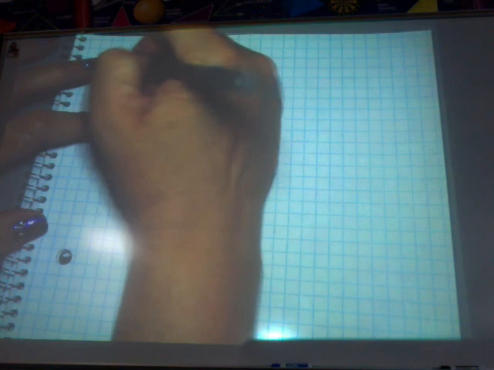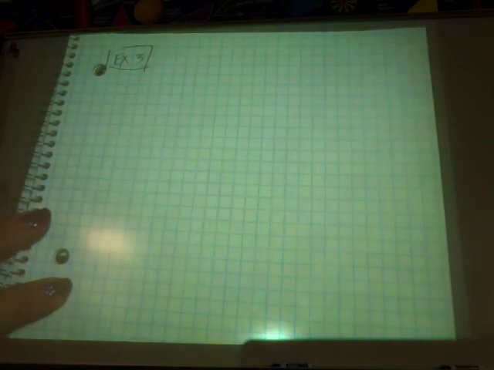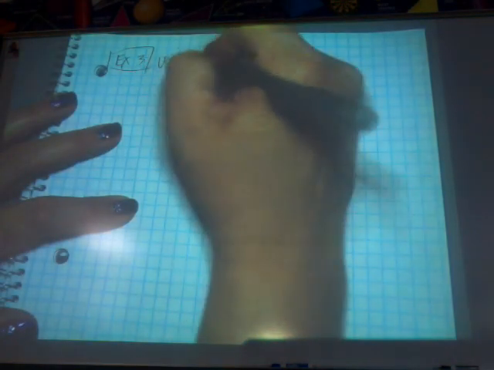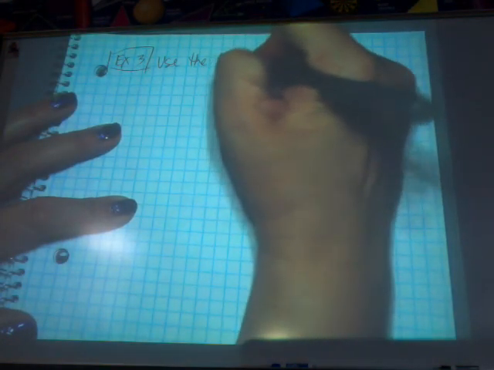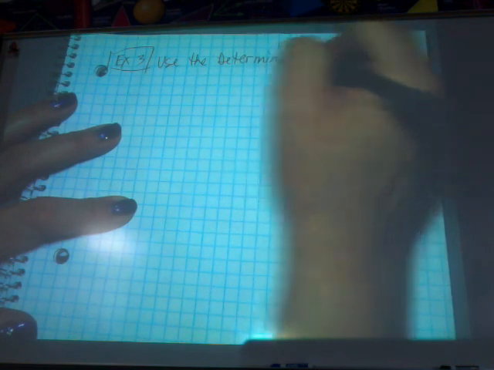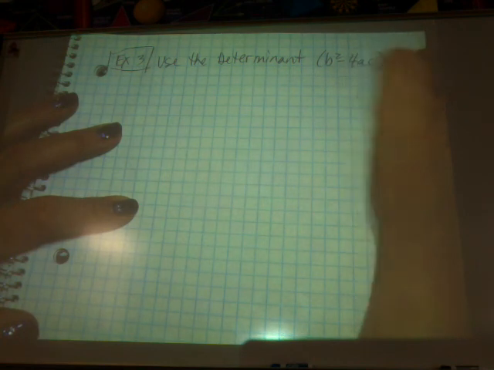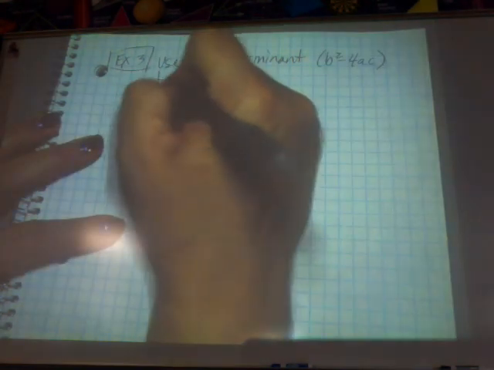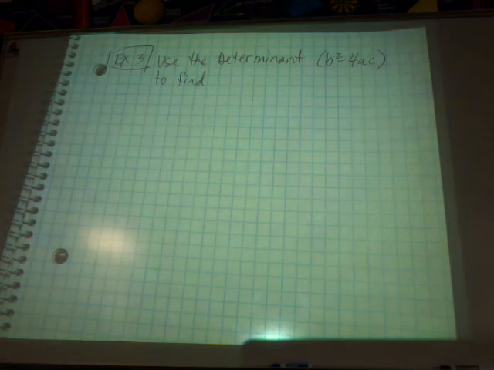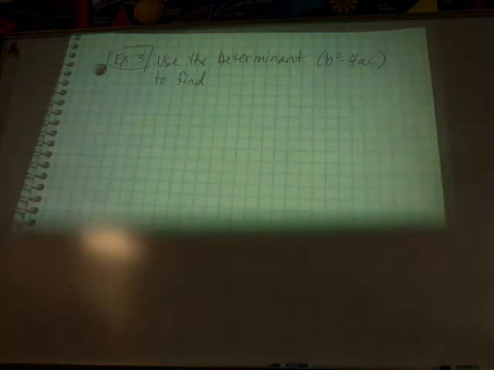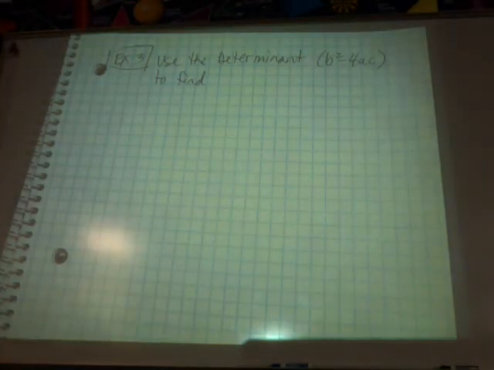All right, so example, is this 4? 3? 3. All right, so use the determinant, which is just b squared, and there she is, minus 4ac, to find, oh, one more thing, and this is today's homework, to find the number of solutions.